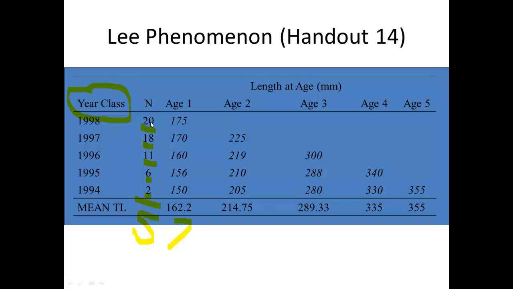We see that they ranged in age from age 1 to age 5. There were no age 0 fish. And what you see here is a summary of the mean back calculated length at age for each age class. So let's review how we get that back calculated length at age.